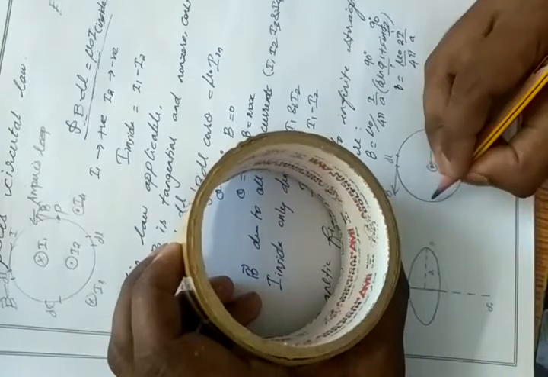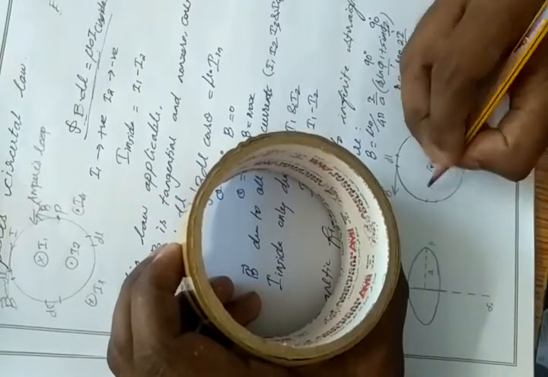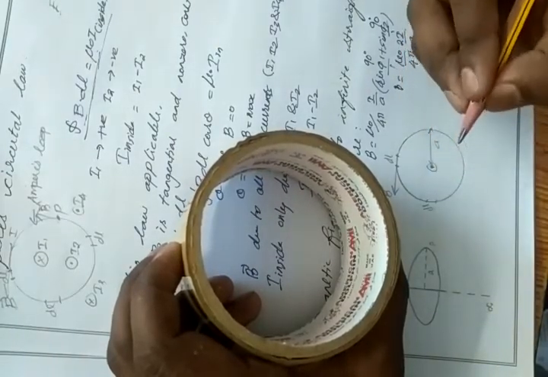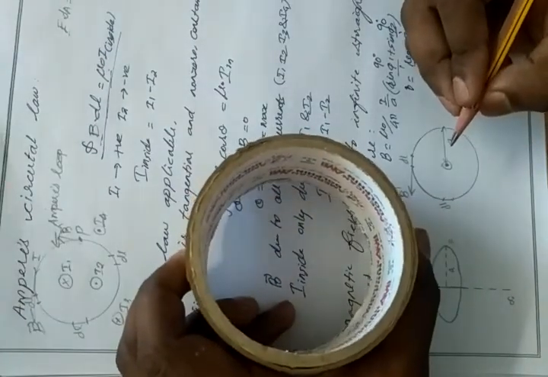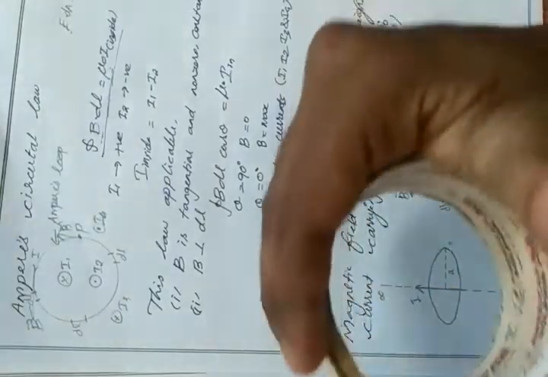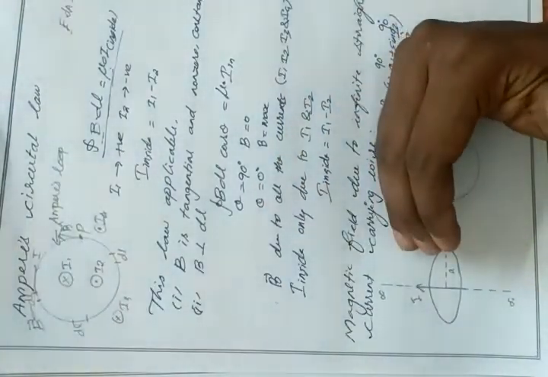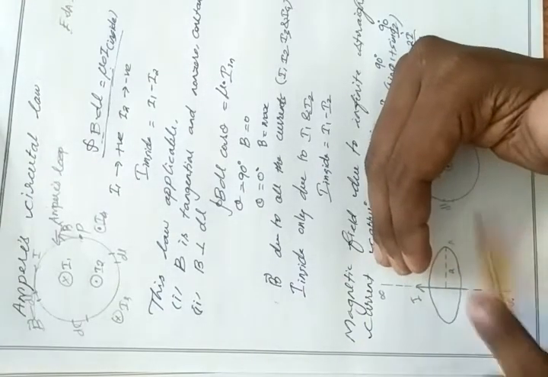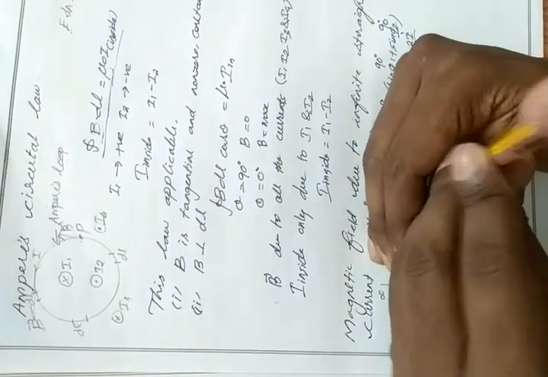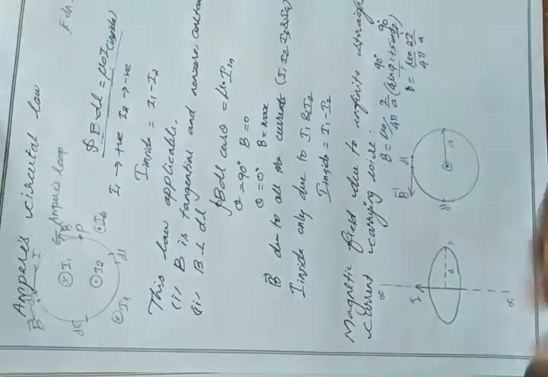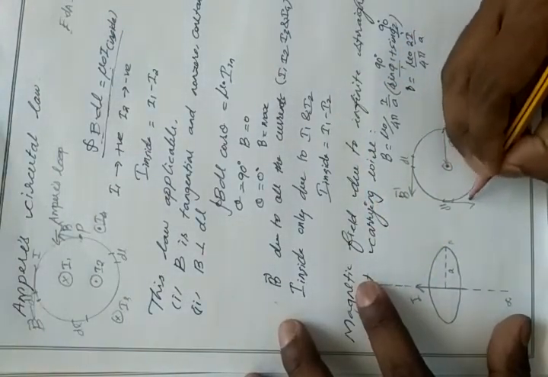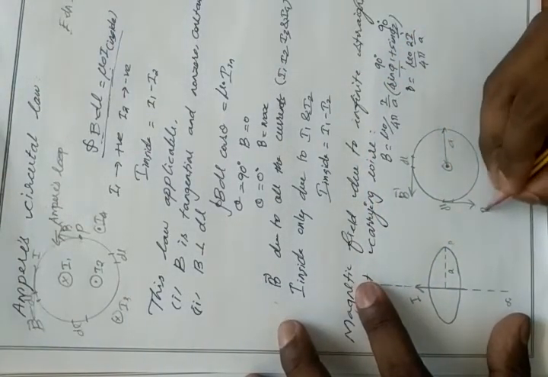If you take any point, this is our dl, then what is the magnetic field at this point? At this point, this is our magnetic field. If you curl your fingers, your thumb is coming upwards because the current is coming upwards from the straight conductor, and our magnetic field is tangential like this. This is our magnetic field.